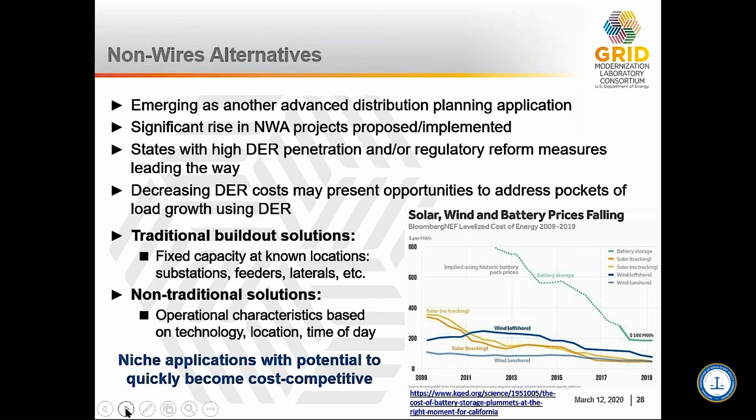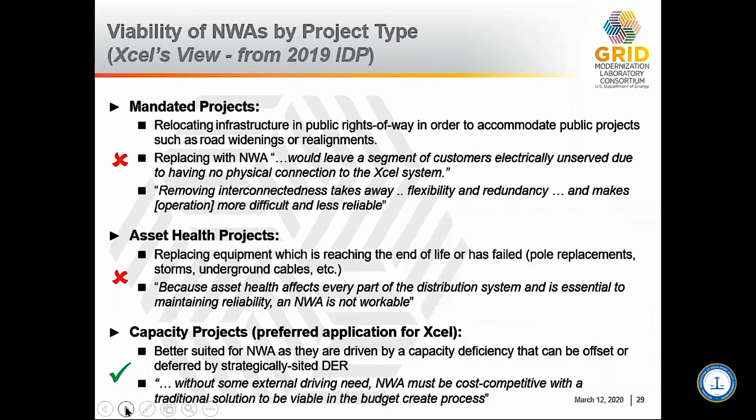So niche applications are seen as suitable for NWA. They're quickly becoming cost competitive. On the next slide, I will quickly show you Xcel's opinion. Bottom line is they see capacity projects as the preferred application for non-wires alternatives. That is, projects that would reduce overloads on the system.